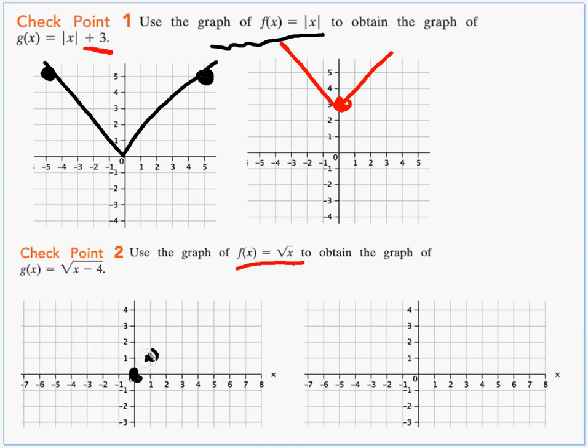And then for checkpoint 2, the square root of x, the root of 0 is 0, the root of 1 is 1, the square root of 4 is 2. And if we went just out here off the graph paper to 9, we could go up to 3. So there's some points on our square root graph.